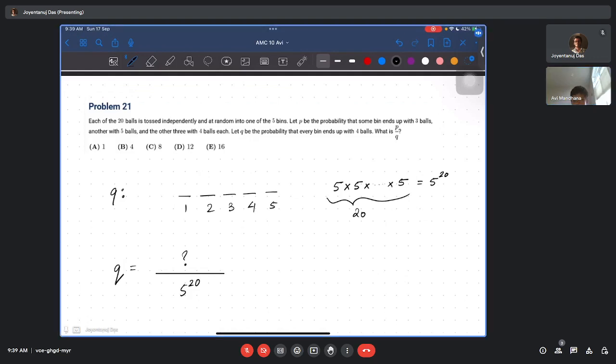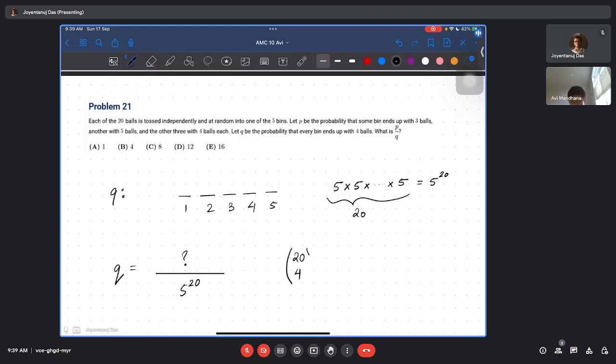So on the first 4 balls, then there's a 1 in 5 chance, right? Yes, but the thing is, balls are independent. That means balls are tossed independently. So you have to choose four balls out of these 20 balls. Which four balls are going into the first bin? So 20 choose 4. So the first bin is done.